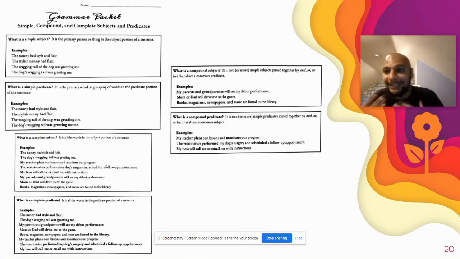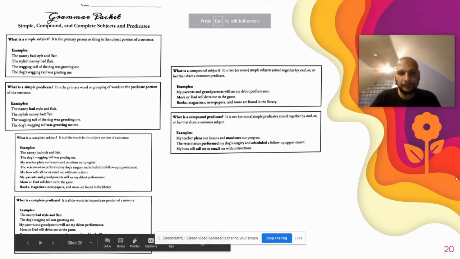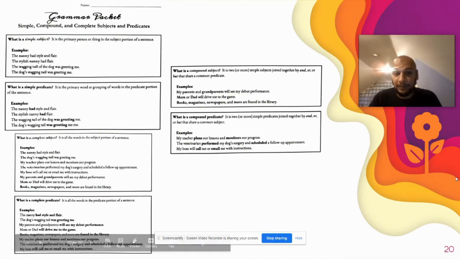So I eat and sleep constantly. Eat and sleep are both our predicates. It's compound, it is both of them. Or my teacher plans our lessons and monitors our progress. So in that case, plans and monitors are our predicates. They are compound. It is both of them.